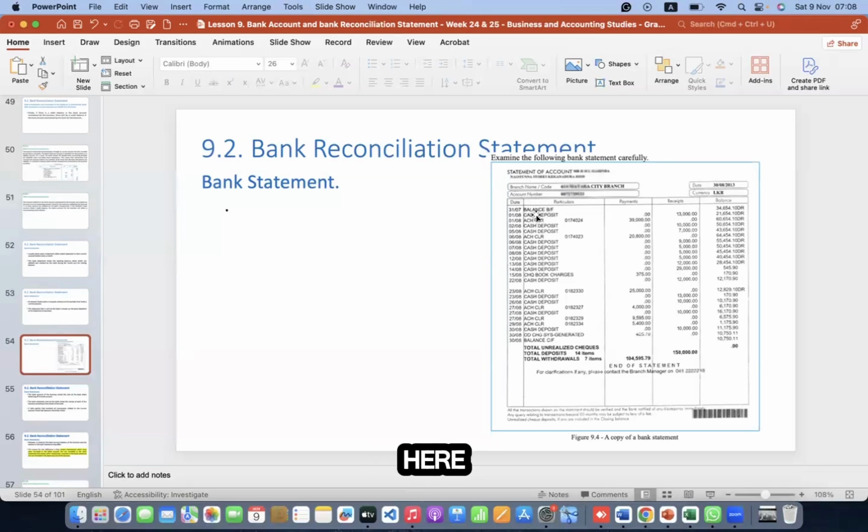Now let's see here. It starts with the opening balance. This is a debit balance for the business. And then you have the payments and the receipts. And then finally, you have the final balance. In total deposits, you have 14 items, whereas withdrawals, you have 7 items. So this is how it looks.